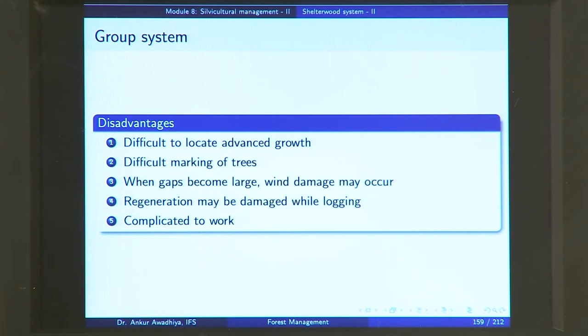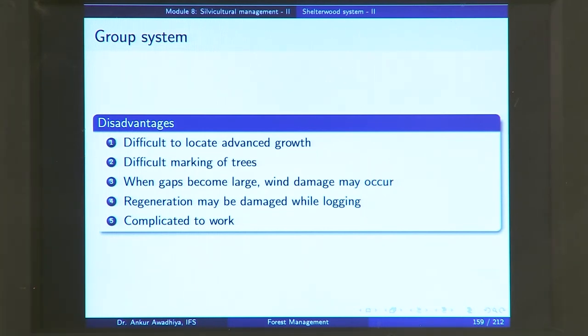However, you also have certain disadvantages of this system. It is difficult to locate the advanced growth, because you have to move through the whole of your forest area, and you have to mark all those areas that have the advanced growth, because you will begin your system by looking at the advanced growth. So, in the beginning you have to survey the whole area, and that at times becomes difficult, especially if your area has a high density of trees.